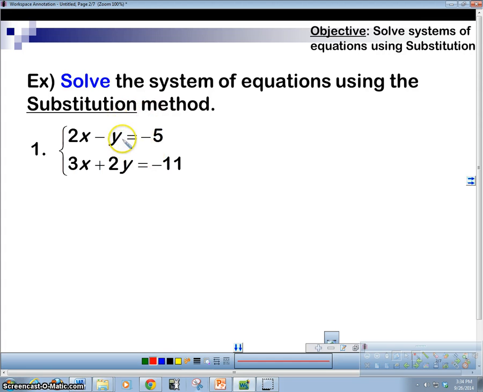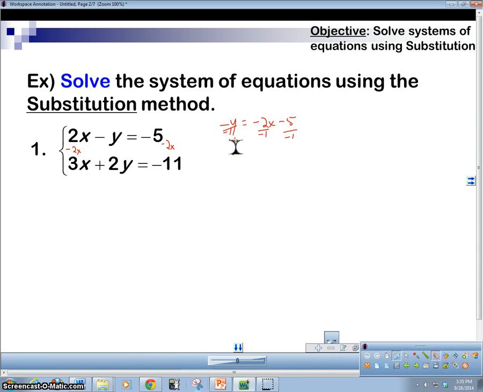For the substitution method, we have to solve for one of the variables. It looks easiest to solve for y here, so I'm going to subtract 2x from both sides. I have negative y equals negative 2x minus 5. Now I'm going to divide everything by negative 1. So y is equal to 2x plus 5.